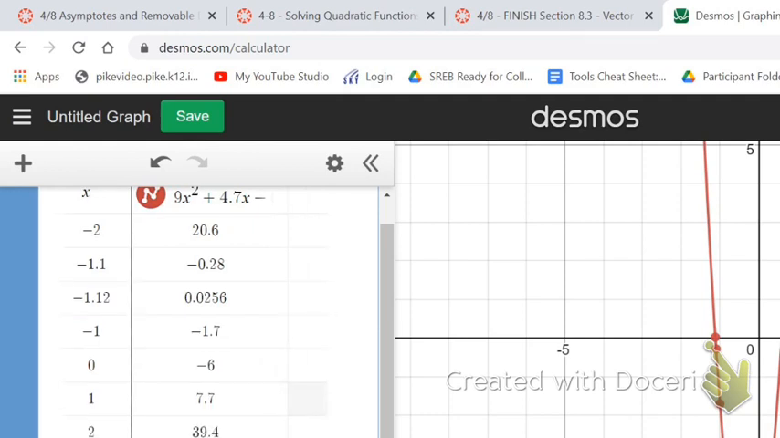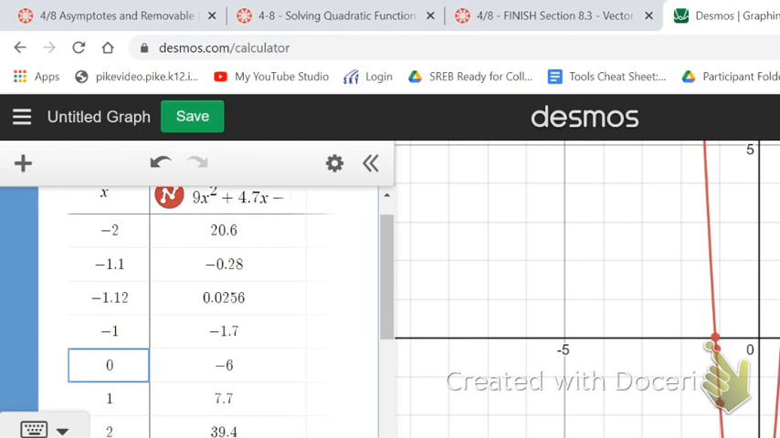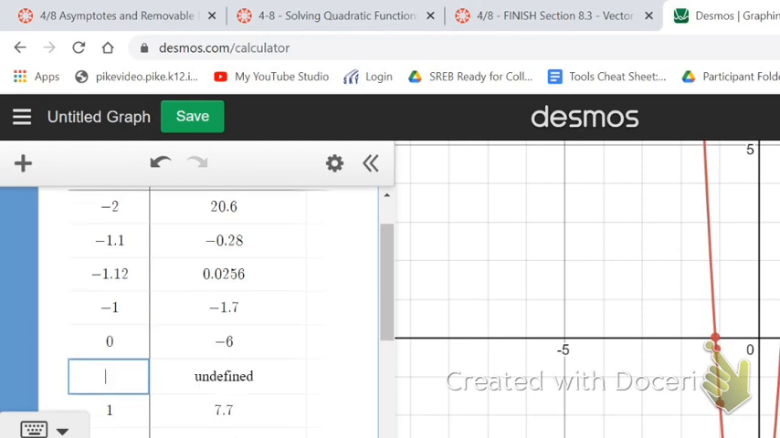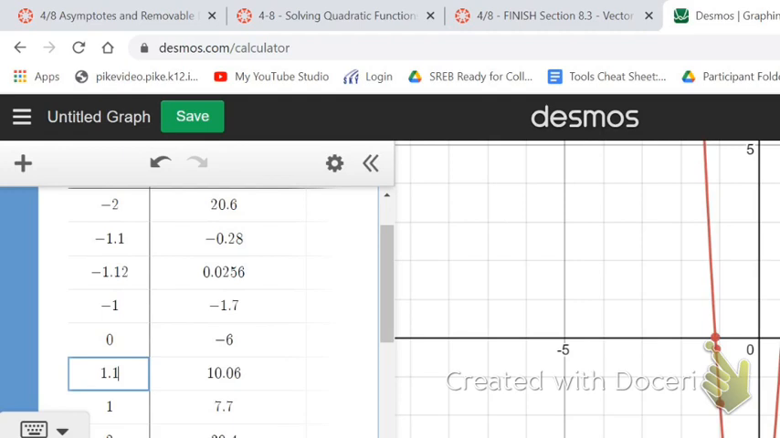Can you help me estimate the other one? What two whole numbers is it between? 0 and 1. Give me something to try. 1.1? That gave me an output of 10. So between 0 and 1. Between 0 and 1. That's great. It is. I want to try a number that's between 0 and 1 because over there on the graph, we're between 0 and 1 for where it's crossing.